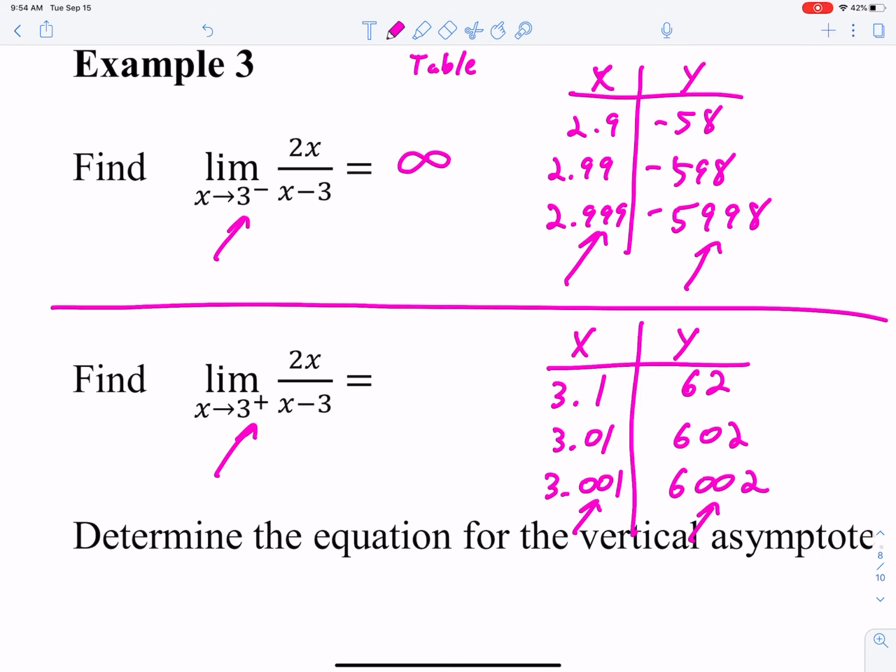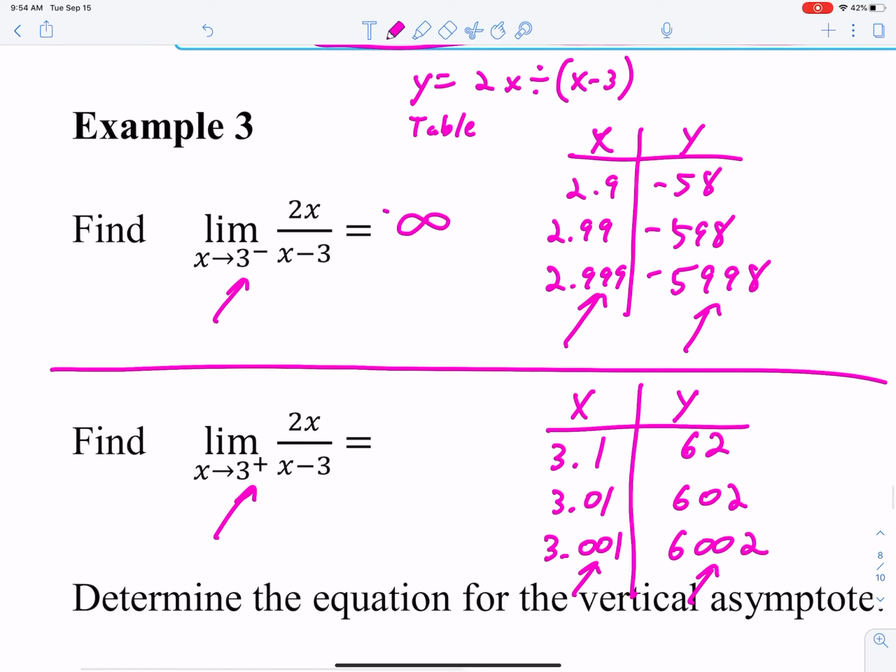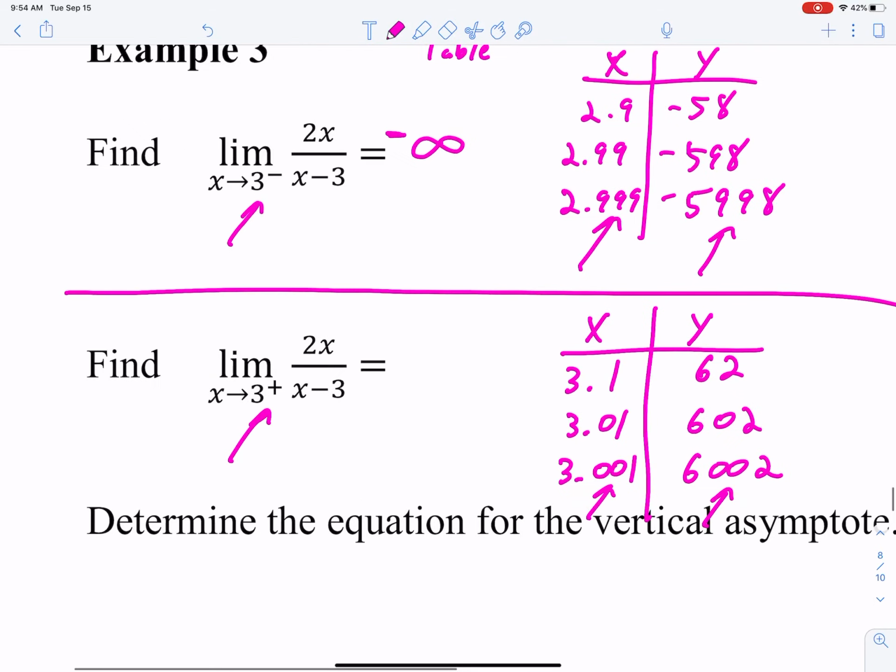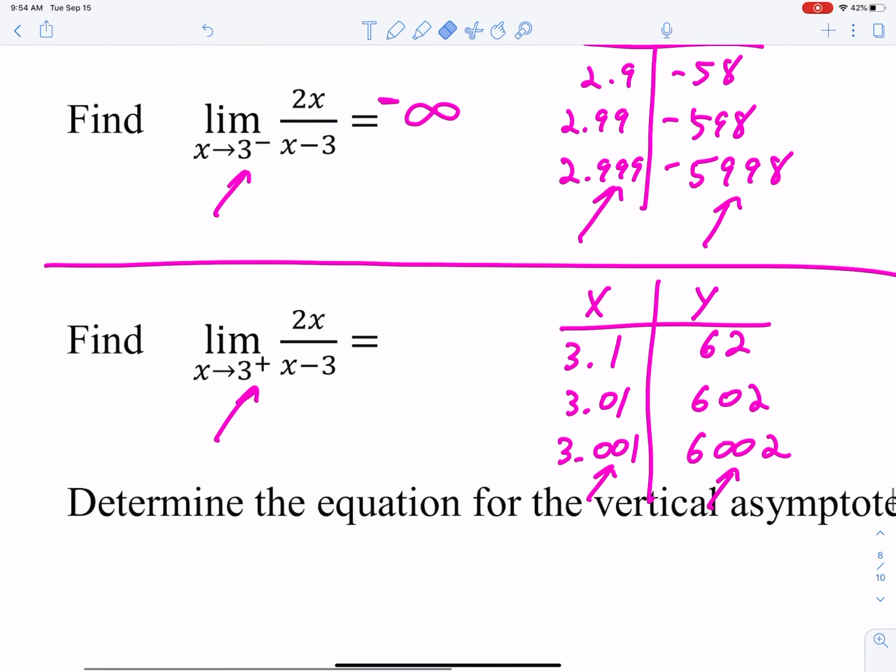Oh, wait, my mistake. Sorry, up above here, that's a negative infinity, right? My mistake. Okay, so big old note here. Fix that. That's supposed to be negative infinity. Okay. All right, sorry. Now below, this bottom one from the right, that is approaching positive infinity.